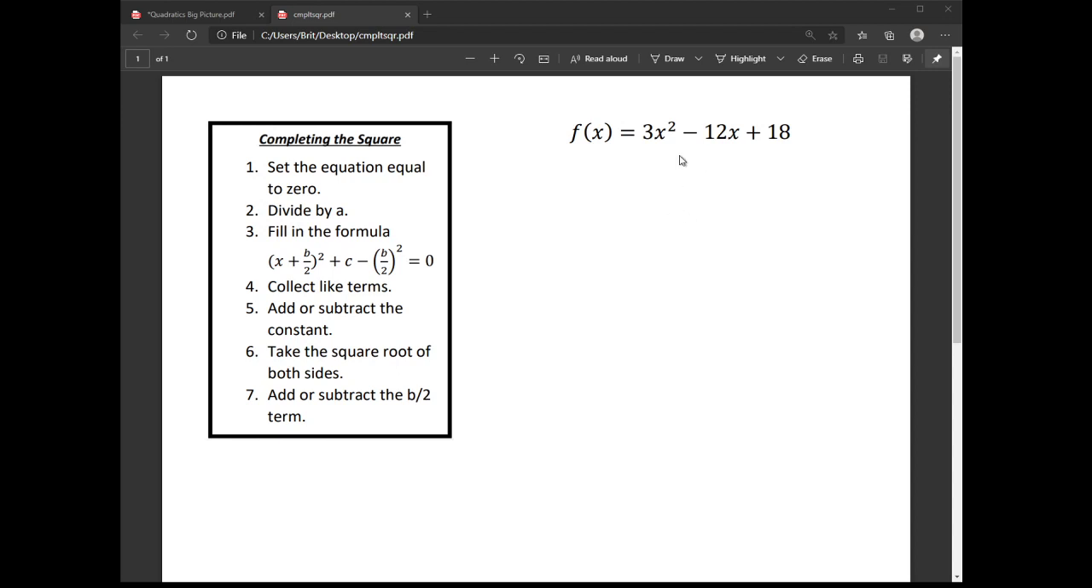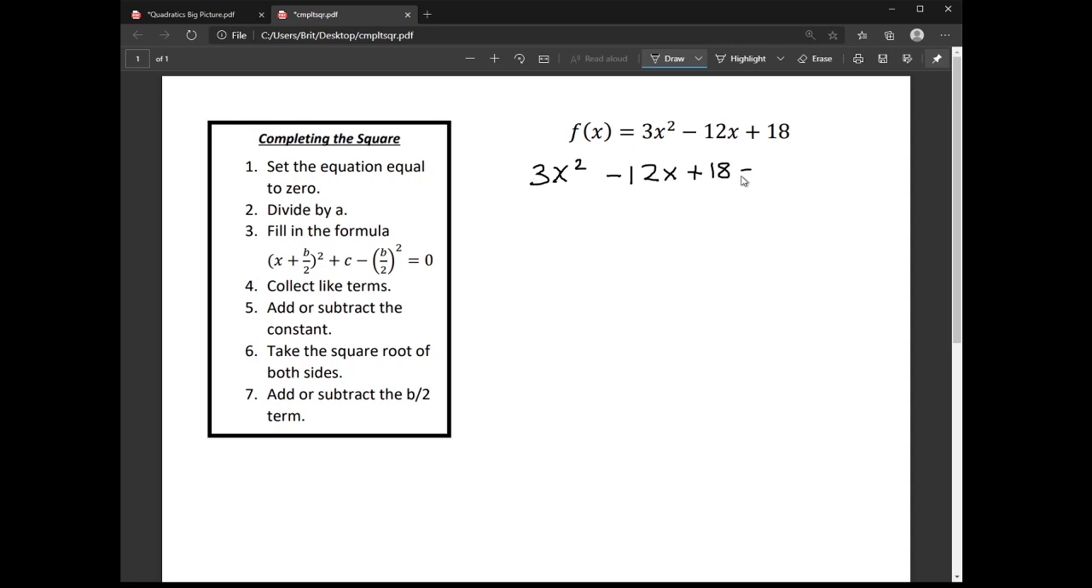Completing the square is done with equations written in standard form. So our first step is to set the equation equal to 0. So make sure that it's still written in standard form, right? That your square term, then you have your linear term, then a constant equal to 0.